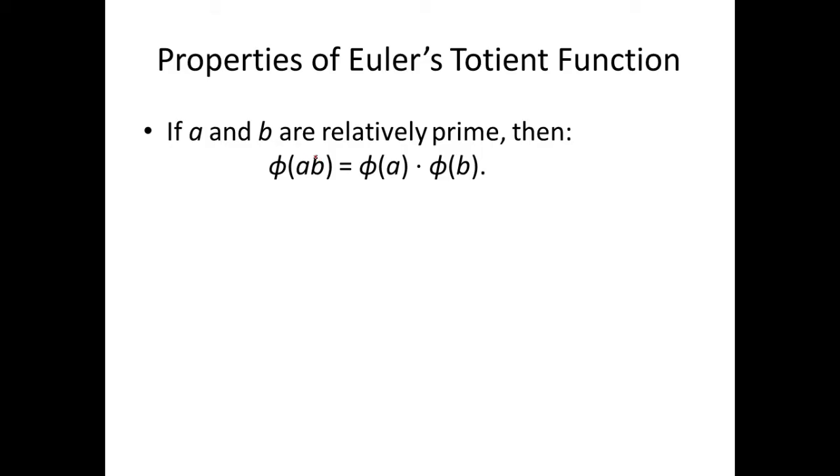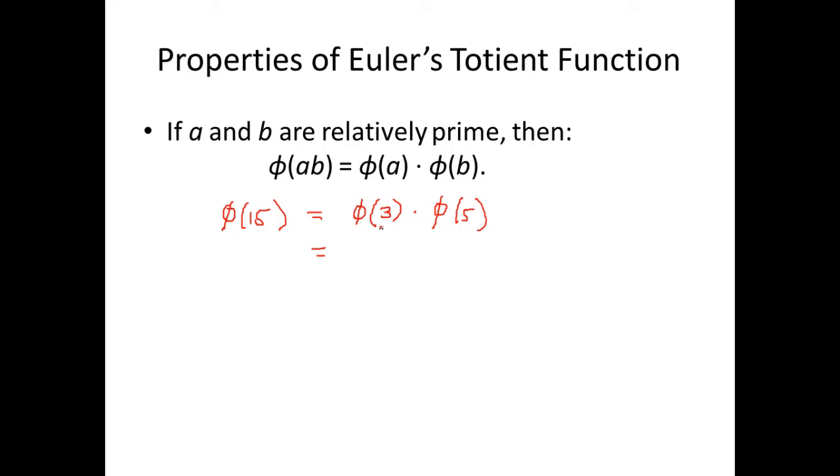The third property says if a and b are relatively prime, then phi of ab is equal to phi of a into phi of b. Please keep this in mind, a and b are two different numbers. Let's understand this with a very simple example. Say for instance, if you have phi of 15, phi of 15 can be represented as the multiplication of phi of 3 into phi of 5. We just represent the number as a multiplication of two prime numbers.